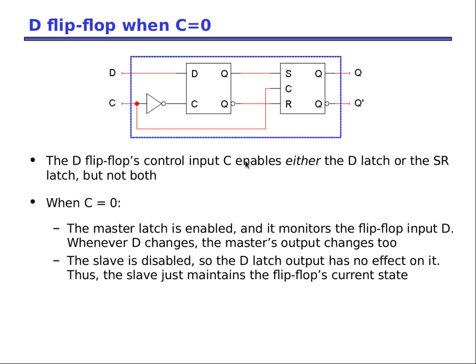So, the D flip-flop's control input enables either the D latch or the SR latch. Notice it's only enabling one of them. This is kind of how the flip-flop is going to work. Notice here the C is the clock. So if the clock is high, you're only enabling the SR latch to change, but you're disabling changing to the D latch. While if the clock is low, you are enabling a change to the D latch, but the SR latch is going to hold its old value because that's what C is.